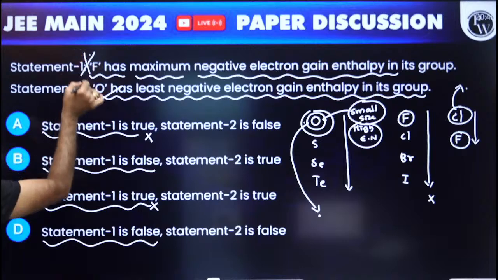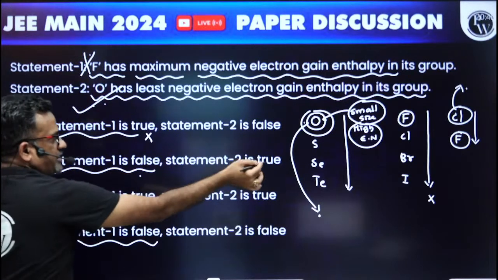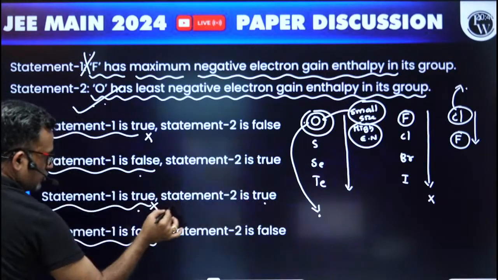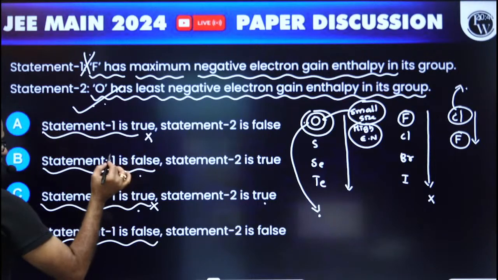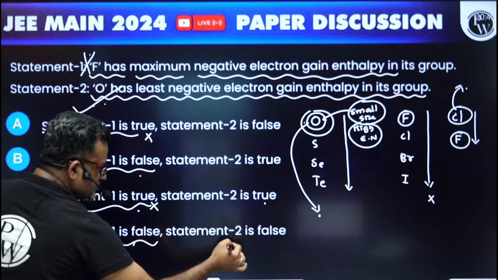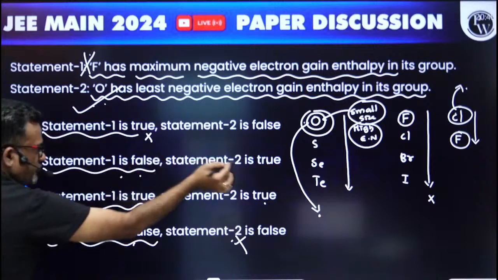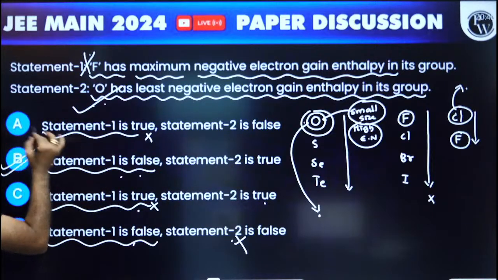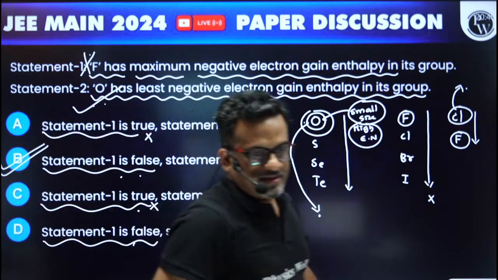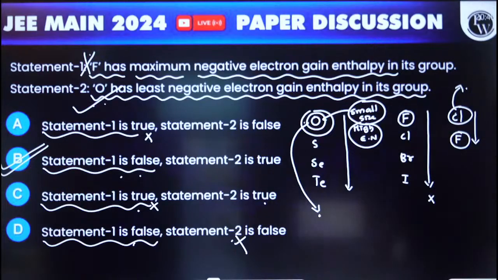So the first one is wrong, the second one is right. Wrong, right. True and true is no. False and false is no again. So the first one is false, the second one is true. Go with option B. Is that clear? Understanding that, everyone?